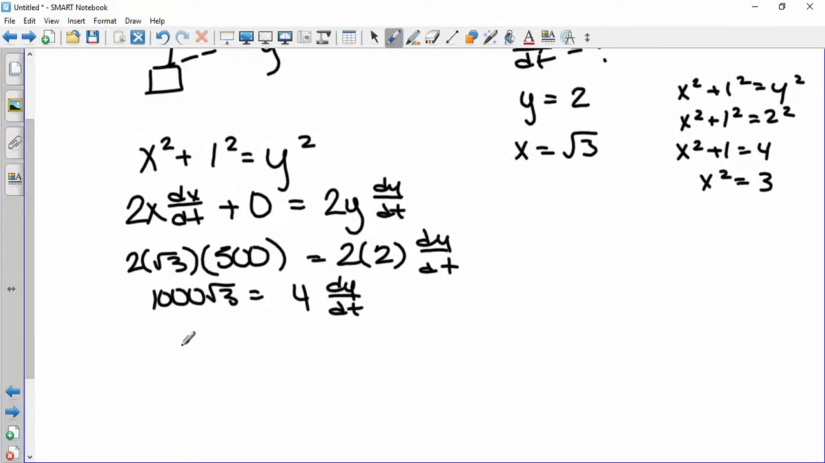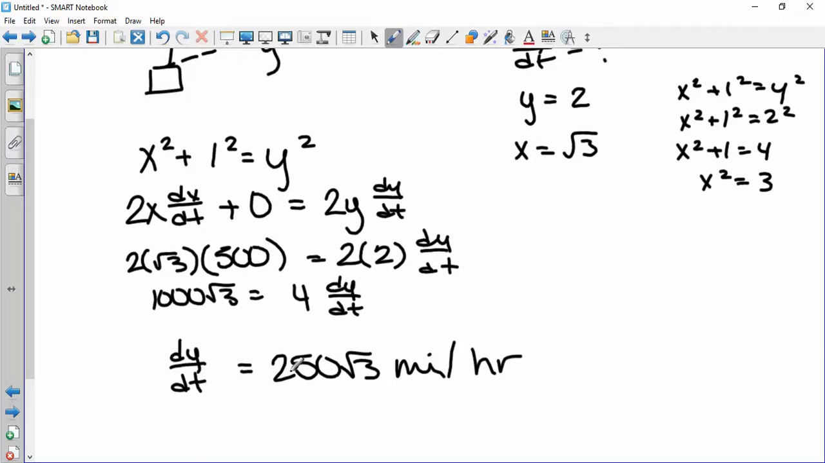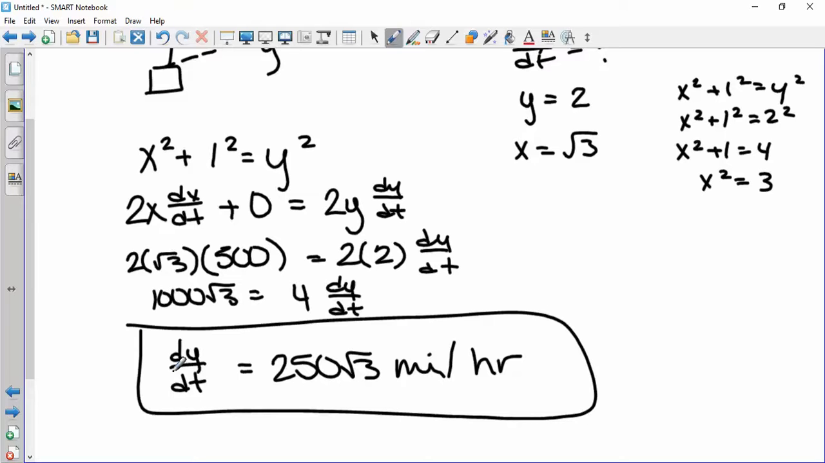So if we divide, 1000 divided by 4 is 250. Your units: y was in miles, t was in hours. So 250 radical 3 miles per hour.